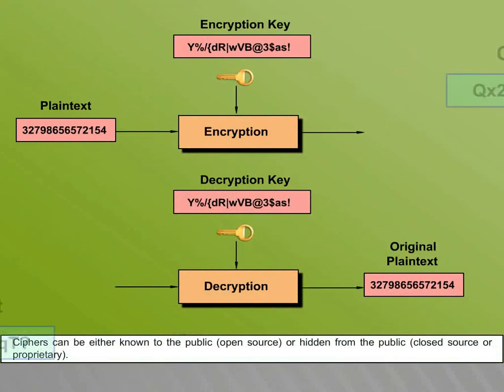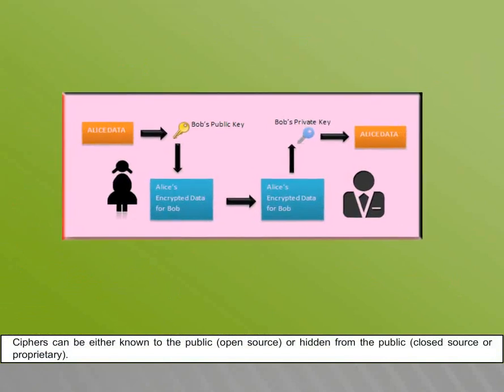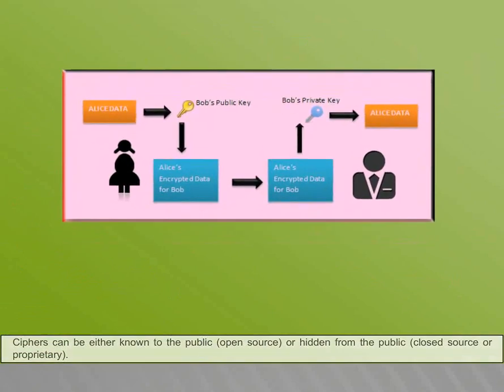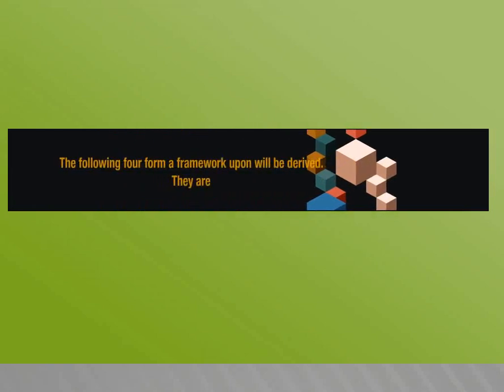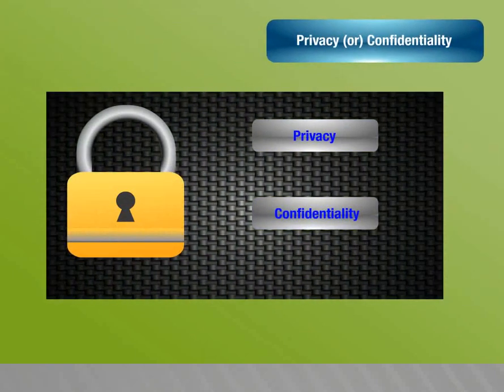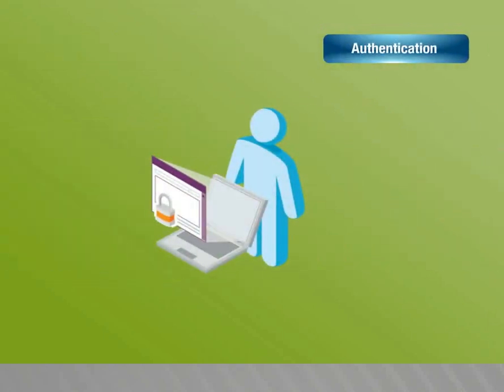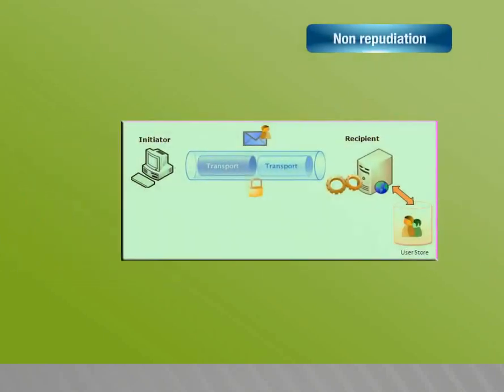Ciphers can be either known to the public, that is open source, or hidden from the public, that is closed source or proprietary. The following four form a framework upon which security services will be derived. They are privacy or confidentiality, data integrity, authentication, non-repudiation.